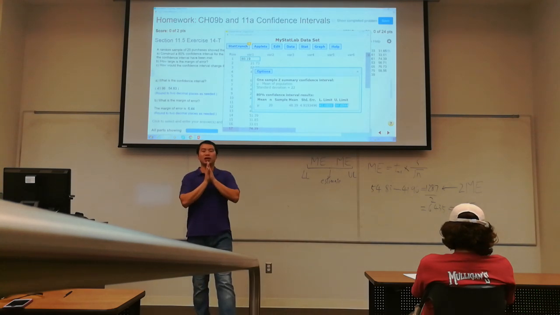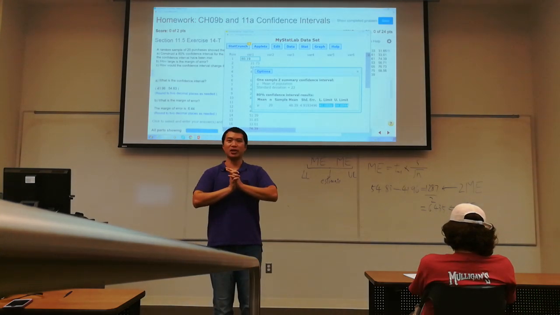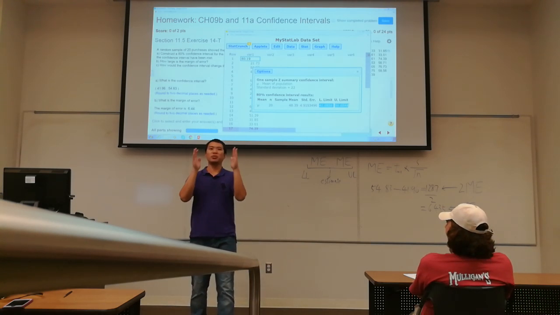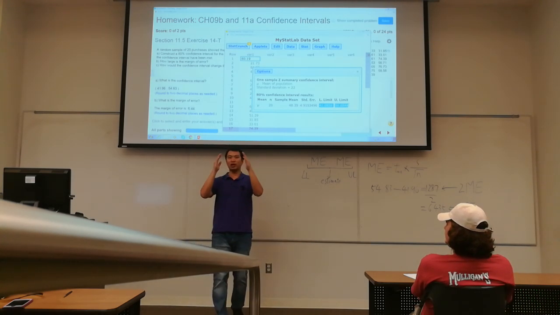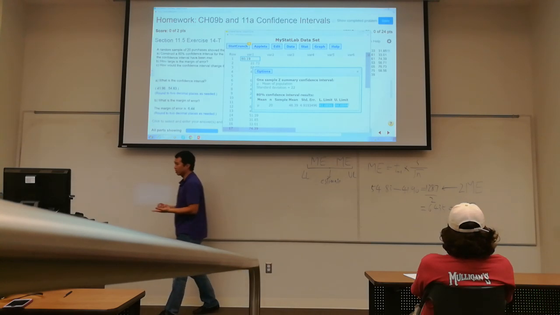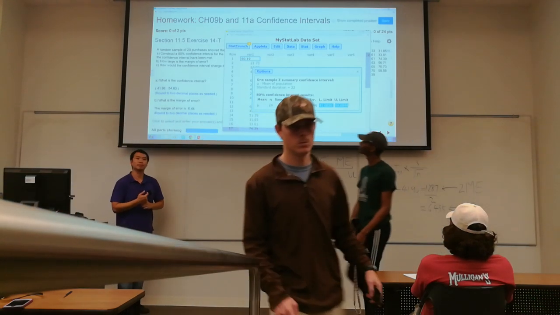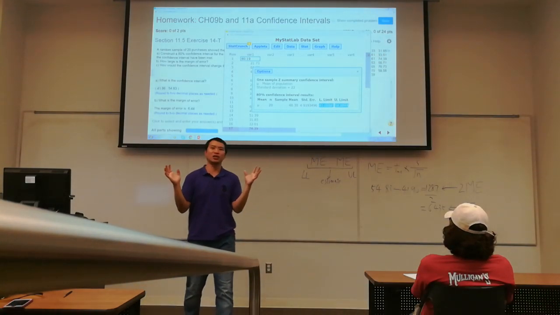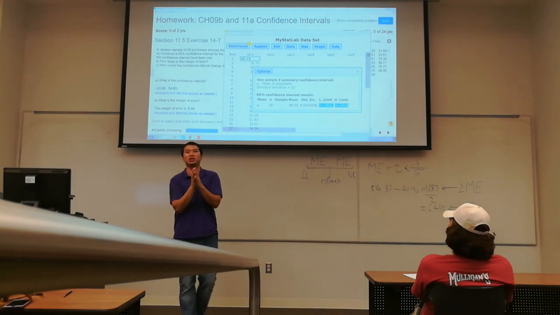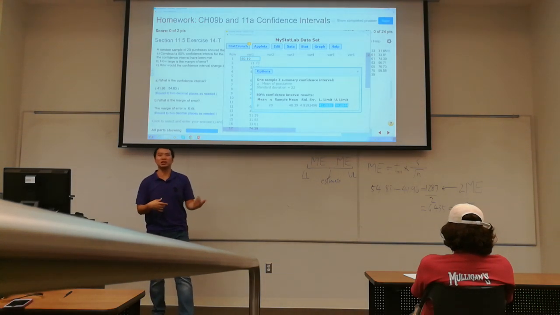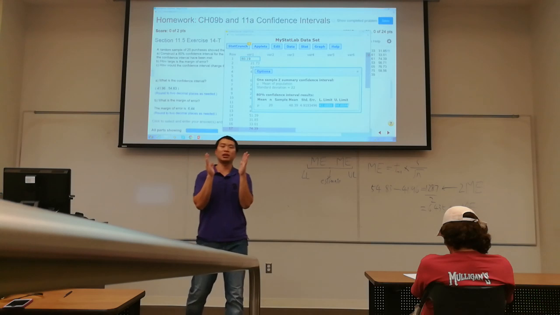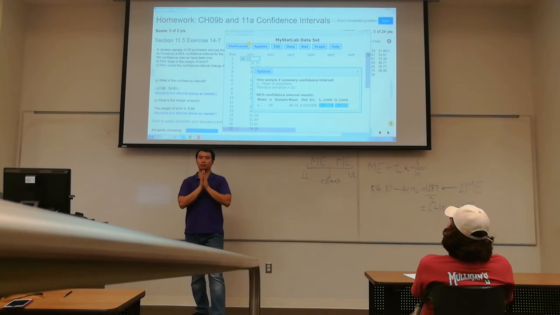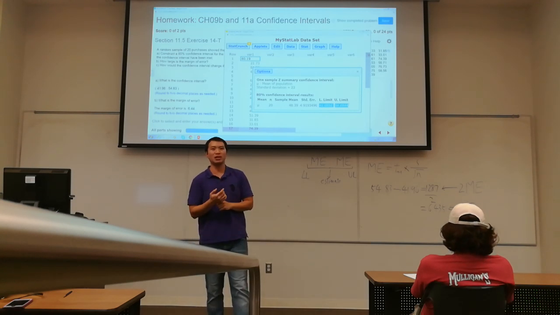So if we are given the population standard deviation and we use that information, our confidence interval will be narrower because we are given more information about the population. That's why we don't have to construct a really wide confidence interval to capture the true population mean. We have the true population standard deviation, so that's why we can have a narrower confidence interval.